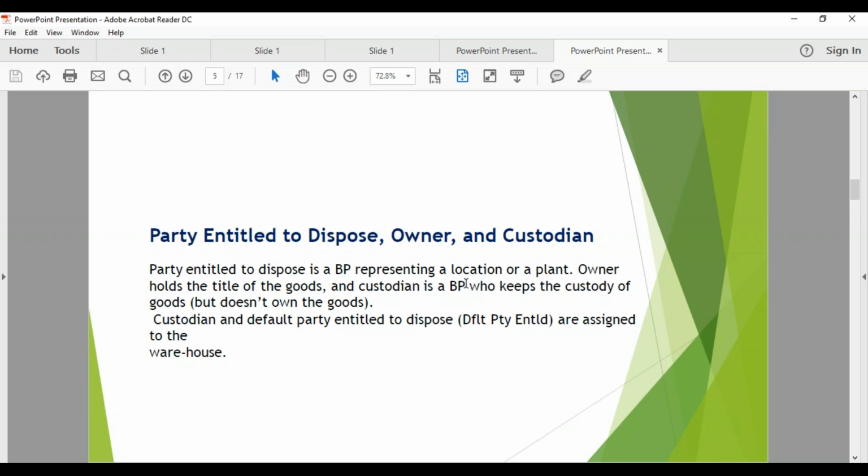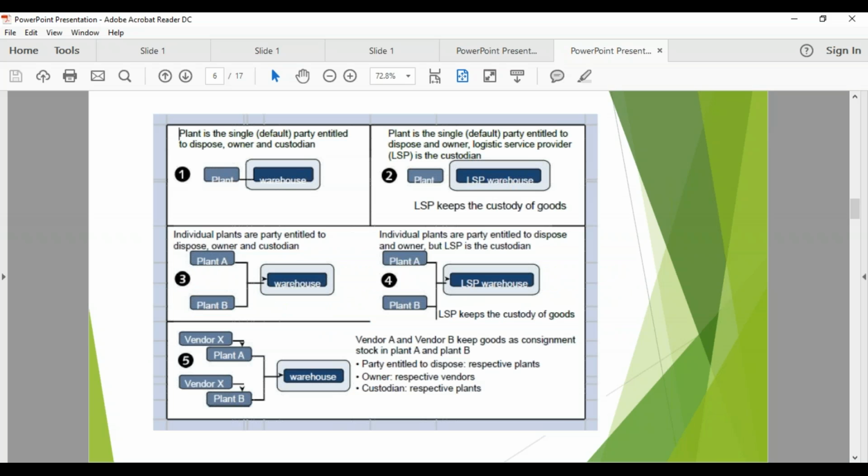Okay, but in the system, why we bifurcate these two things is that we have multiple scenarios which may come across. Most of the time, this is the first scenario which we will be having. Plant is a single party entitled to dispose, owner and a custodian. Always you will see this scenario only in the production systems also. But across the business, multiple scenarios are there. The main scenario is the same.